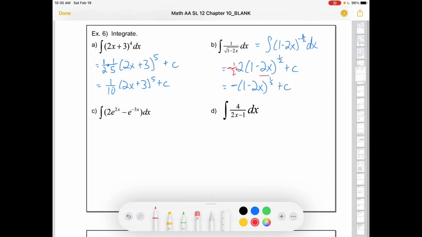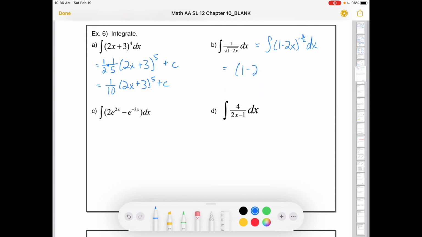Okay. And I can check with differentiation. That'll give me negative, the half will come down front, (1 - 2x)^(-1/2), and from the chain rule times -2. In other words, I'll end up with (1 - 2x)^(-1/2), which is what I started with. I think this is an easy one to botch, so I just want to show you how you might do it if you didn't notice all this stuff.